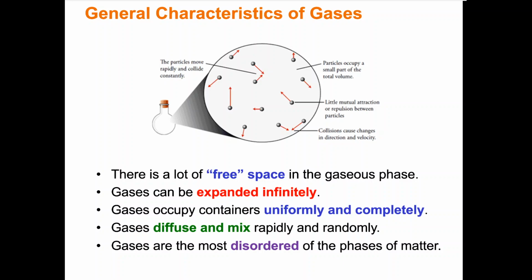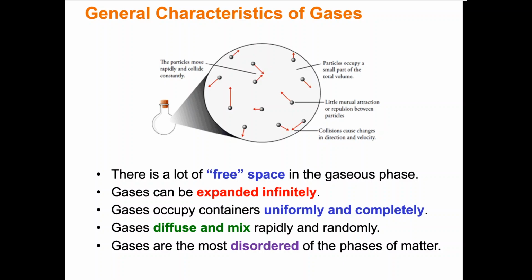So the first thing it says is there's a lot of free space in a gaseous phase because, as you see, it's our least dense form of matter. There really is a lot of free space. Gases can be expanded infinitely. Like before, we said a gas will simply fill the size of a container. It has no fixed volume and no fixed shape, so it's just going to keep filling this container. A gas will occupy a container uniformly and completely. Notice that I don't have lots and lots of gas particles on one side. No, they're going to disperse throughout the container pretty much uniformly.